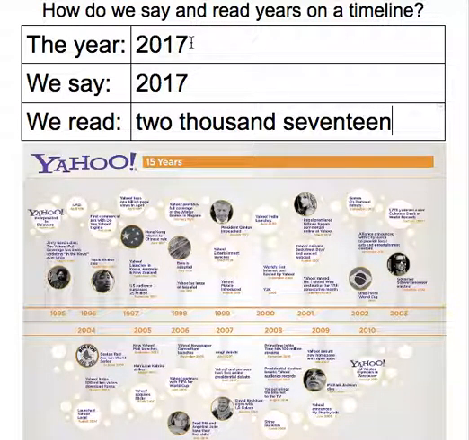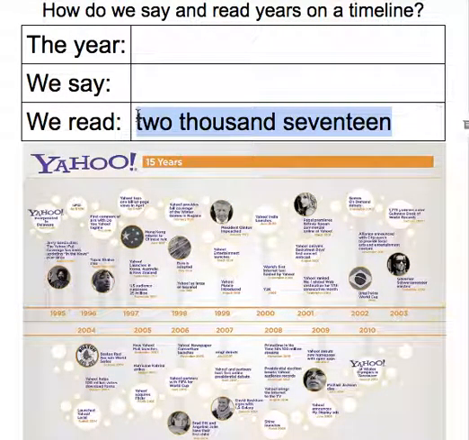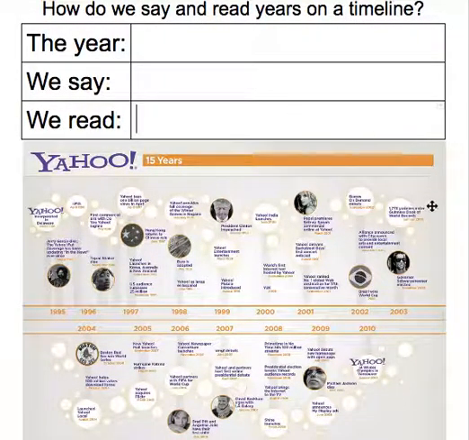Now, I know that one was very easy. I'm going to try and do a more difficult one for you right now. Okay, when you're looking at timelines, you're going to see many years. You can see some years right here. Okay, you see some years on both sides of this timeline. Let's look at one that you may not be so familiar with. I'm going to write it here.